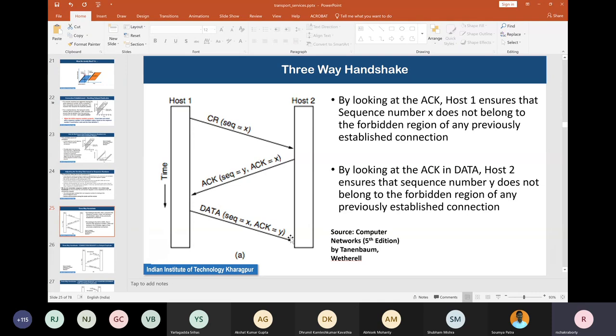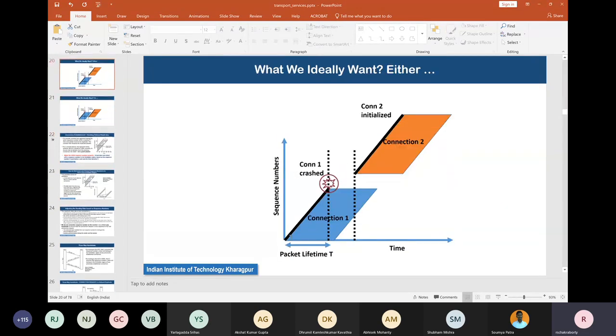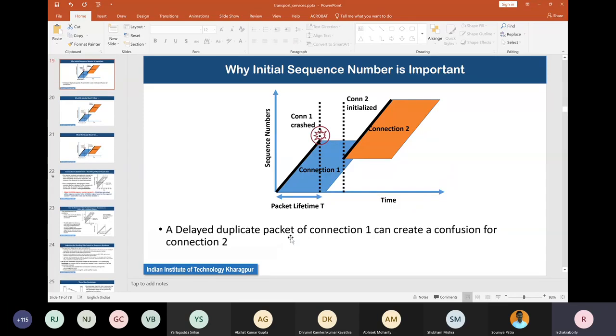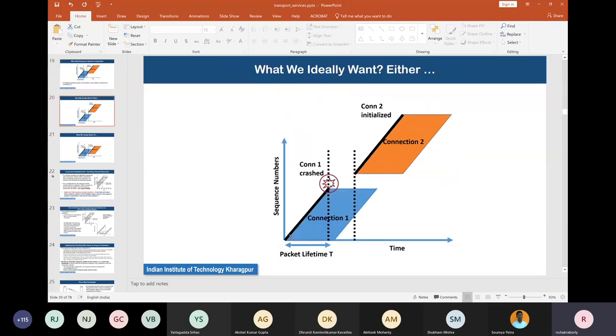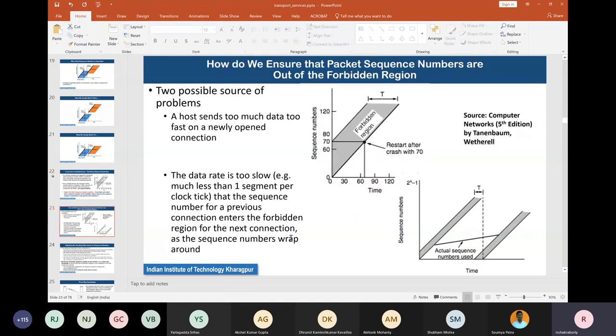How can it get segments with the old sequence numbers? We have seen many cases. Some cases is when some server crashes and resends values within the forbidden zone. Some situations is when it starts sending data at a very fast rate after waking up. Some situation is when it sends data at a very slow rate after waking up. Many different situations can arise.